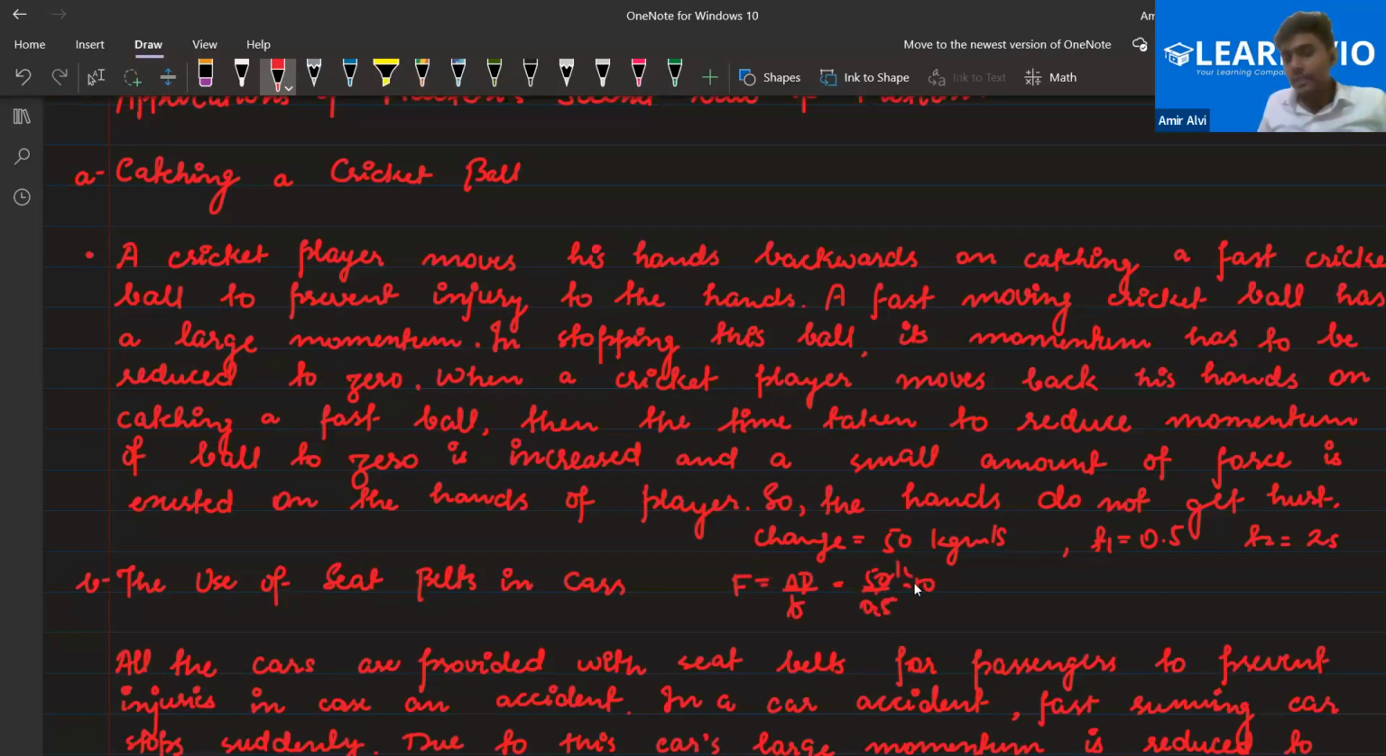10, this will cancel this 10. So 10 into 10 would be 100 Newton. It means that in the first case, the ball will exert 100 Newton of force on the hand. Am I clear till now, everyone?